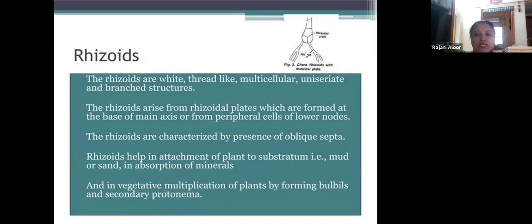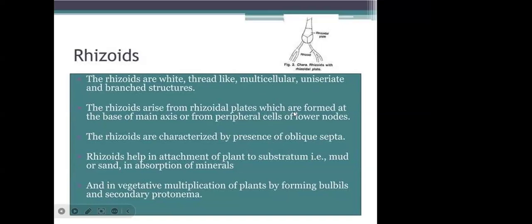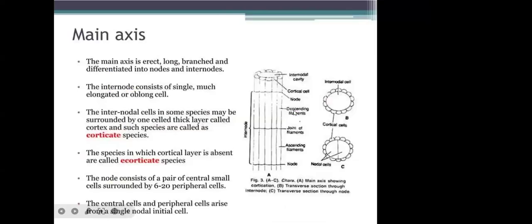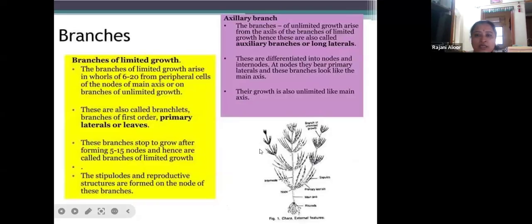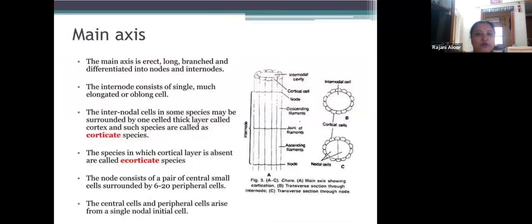This is the rhizoid. Is it clear, rhizoids? Yes, ma'am. See, look here once. This part is the rhizoid. This part is called the main axis. The important thing in the rhizoid is the white color. Oblique septa are very important. Branching is important for attachment to any substratum. This is the rhizoid's importance.